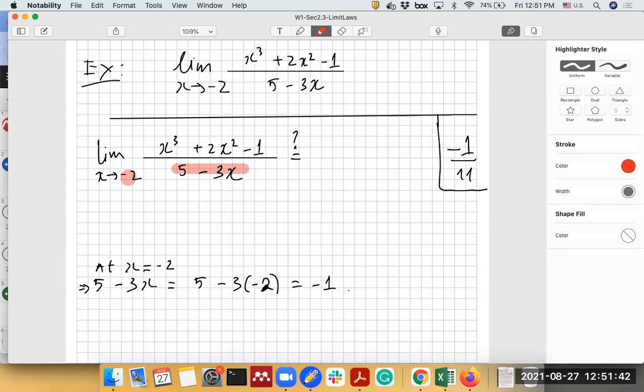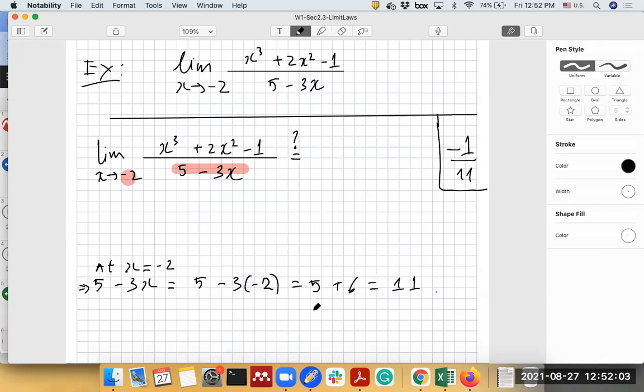Oh, thank you. Yeah, negative and negative give us positive. Good catch. I don't know why I got this terrible result. Sorry, sometimes it happens, right? 11. Good job.